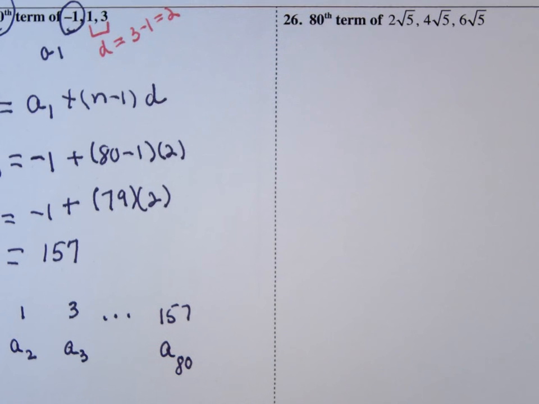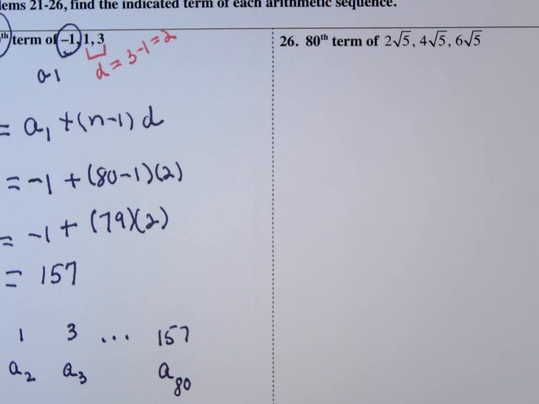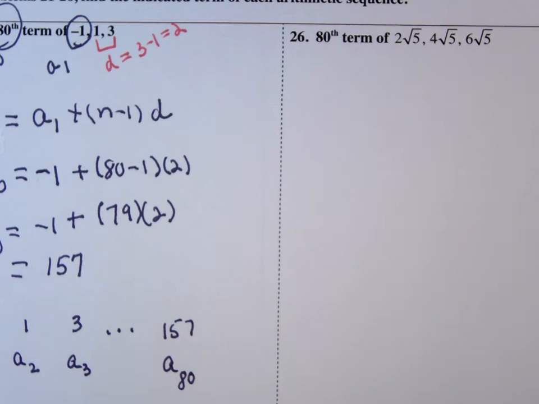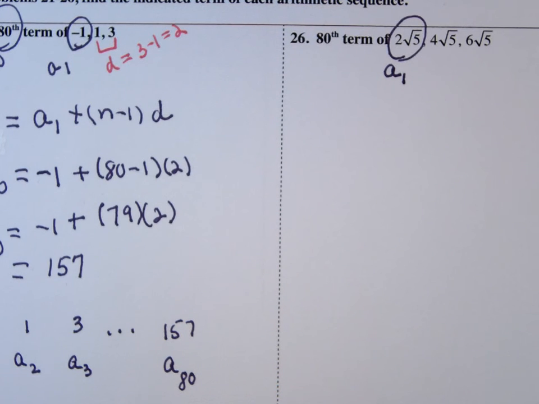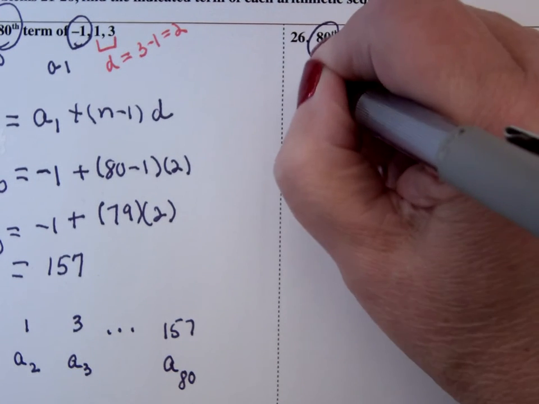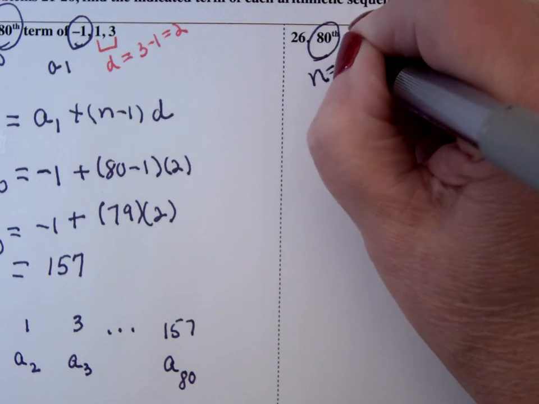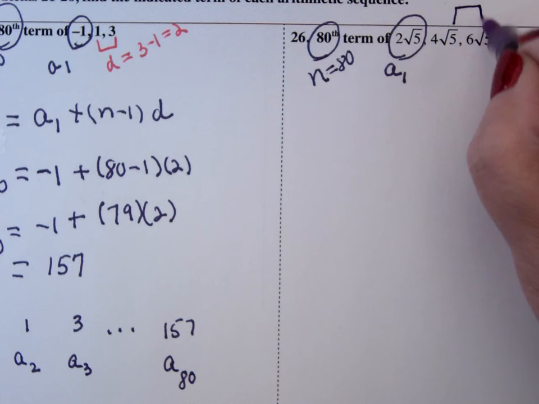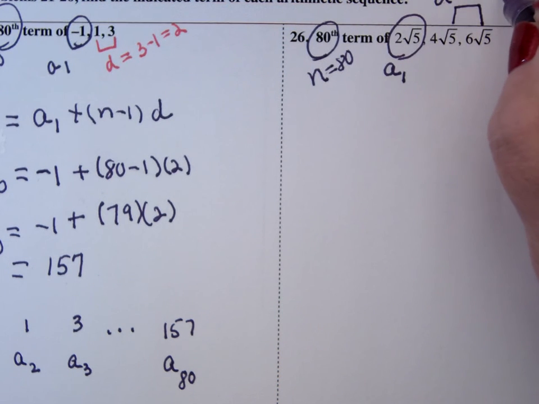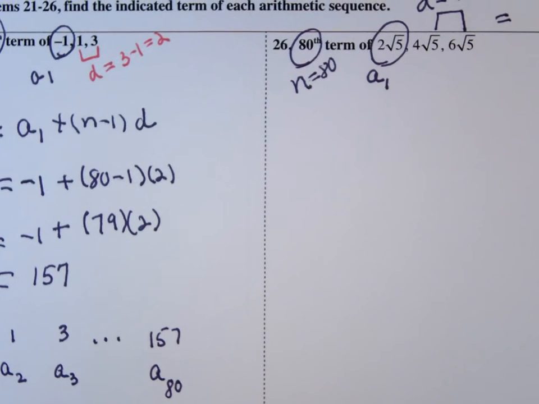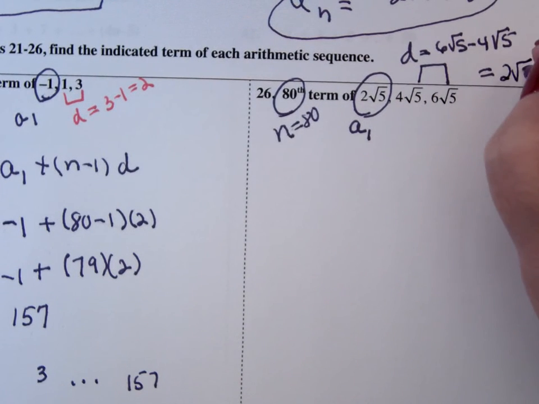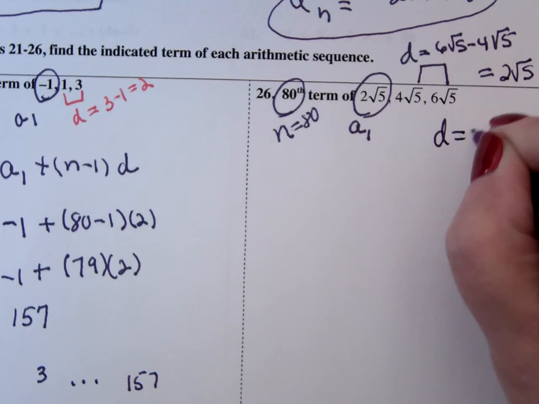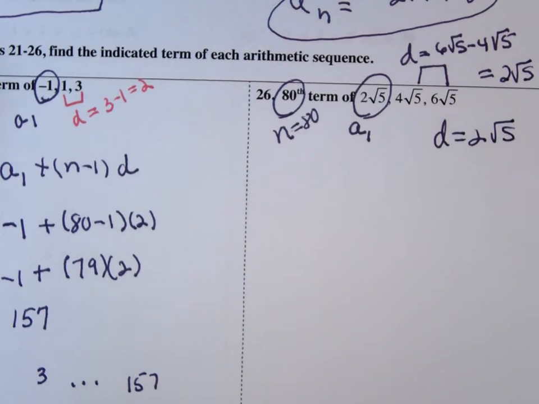Find the 80th term of this sucker. It just looks intimidating. There's a sub 1, and I know that n is 80. And then d is 6 square roots of 5 subtract 4 square roots of 5, which is 2 square roots of 5. Now it's a plug and chug.